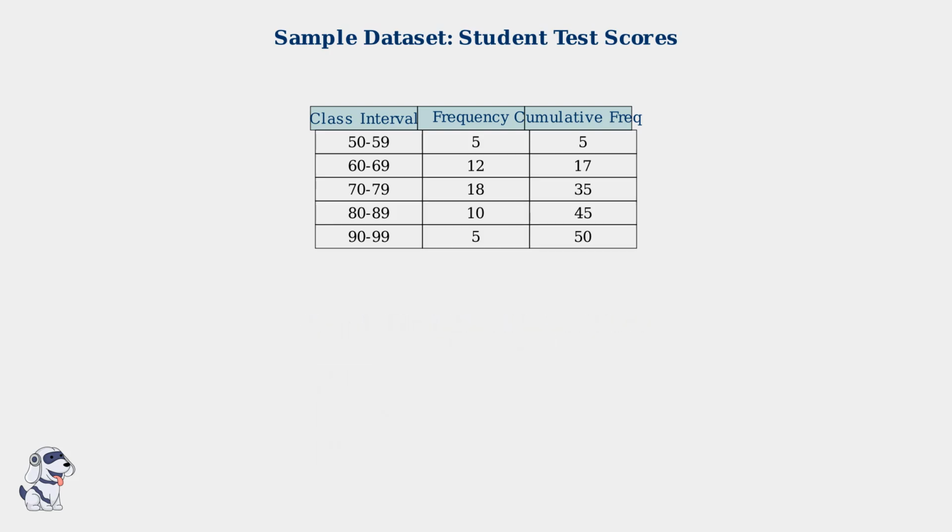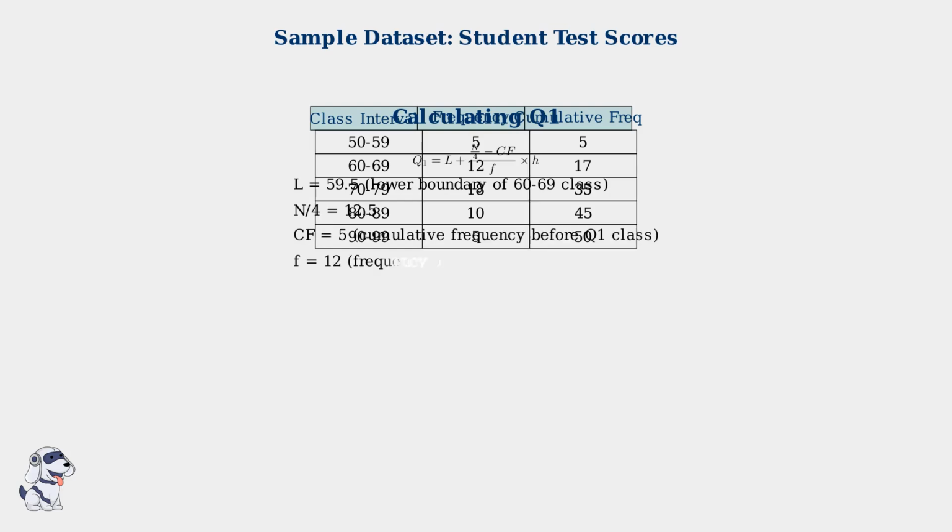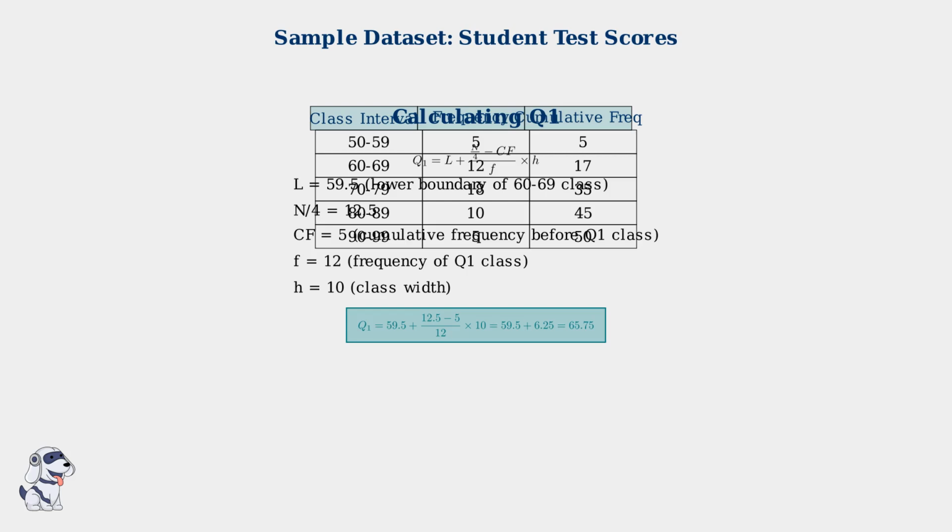Now let's calculate Q1. Since the 12.5th value falls in the 60-69 class interval, this is our Q1 class. Using the quartile formula, we substitute our values. L is 59.5, the lower boundary of the 60-69 class. The calculation gives us Q1 equals 65.75.